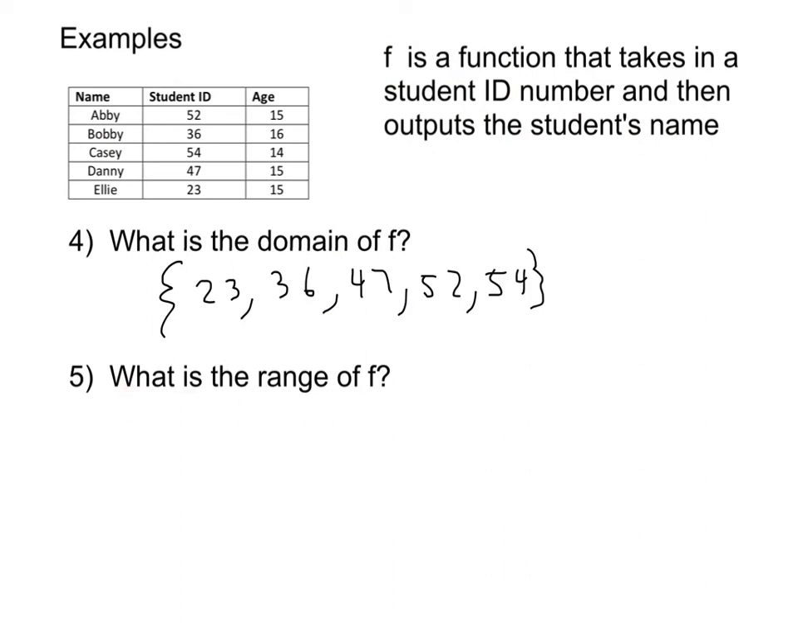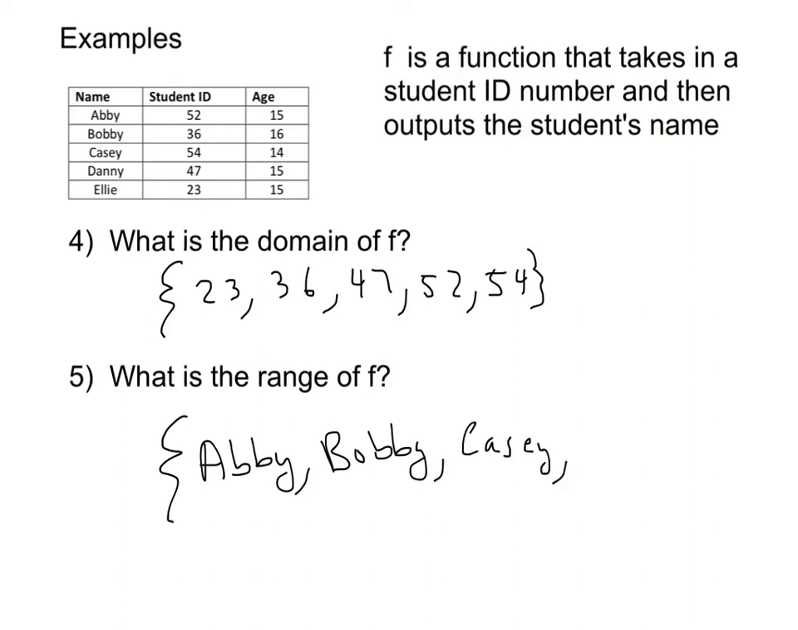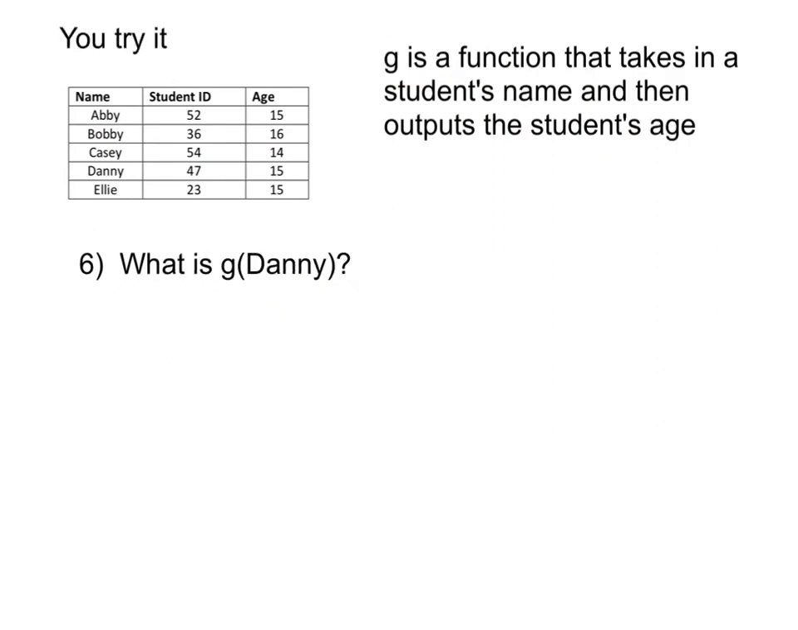Okay, what's the range? That's just the set of all the outputs. What are the possible things that could be outputted? This function outputs names. So the things that could possibly be outputted are Abby, Bobby, Casey, Danny, and Ellie. That's it. That's the set of all possible outputs. All right, for this one, you are going to do most of this on your own.